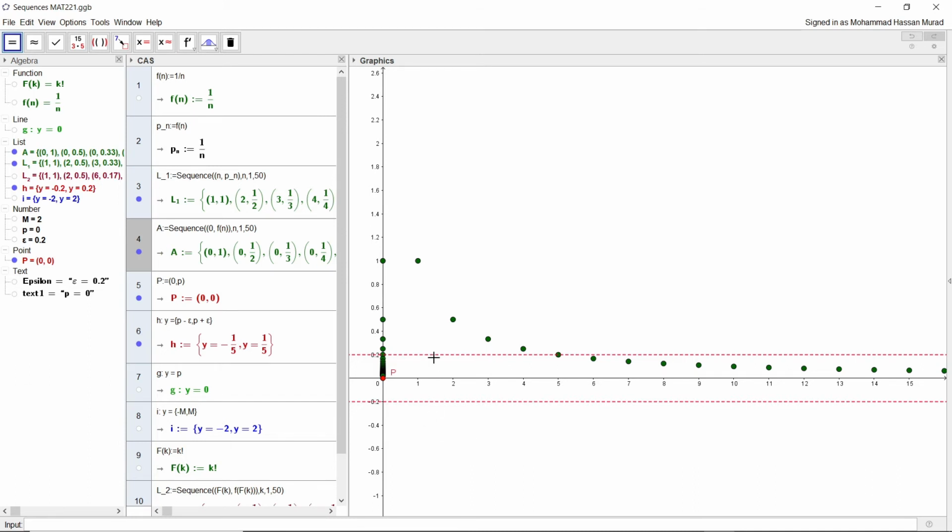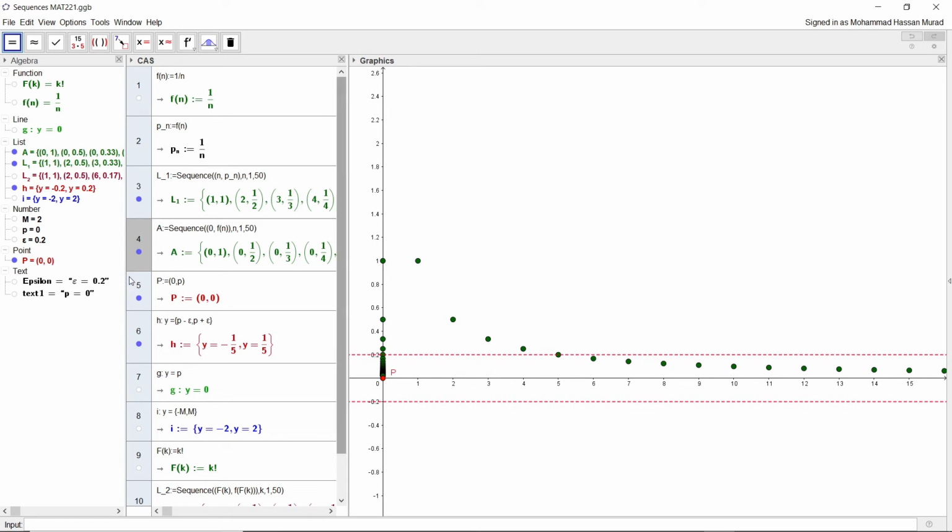So for this choice of epsilon, there exists some integer, for example 6 and onwards, such that all the terms of this sequence are within p plus epsilon and p minus epsilon. In our case, p is 0, epsilon is 0.2. We made this choice. We can change it whenever we want. So all the points from the term 6 and onwards are within these bands.